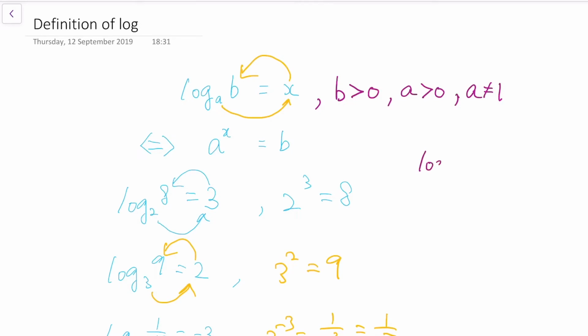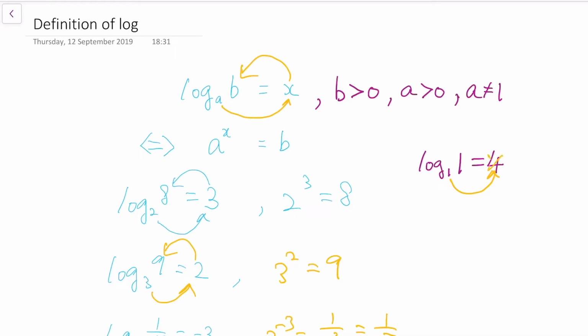Imagine you have a log with base 1. Then if you think about it, 1 to no matter what power, no matter what I put here, I might put 4 or whatever, 1 to the power of 4 is still 1.